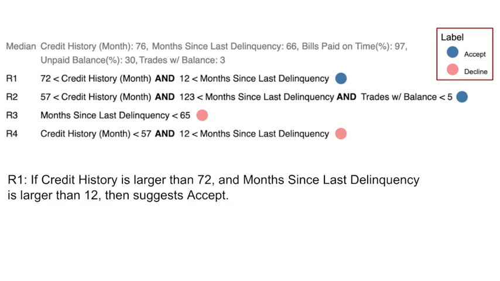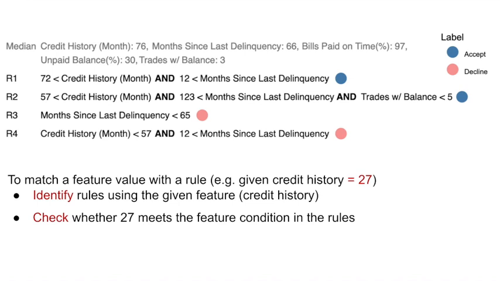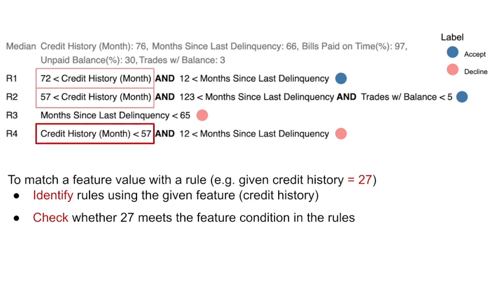In the later study, you will need to match a feature value with a rule. For example, given credit history equals to 27, what rules can match this condition? To perform this task, you will need to identify rules using the given feature first. In this case, we identify rule R1, R2, and R4 that contain the feature credit history. Then we need to check whether the given feature value, 27, can meet the rule condition. And because 27 can only meet the condition that credit history is smaller than 57, we report rule R4.